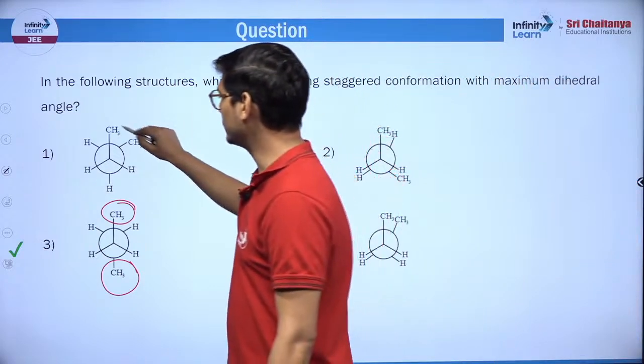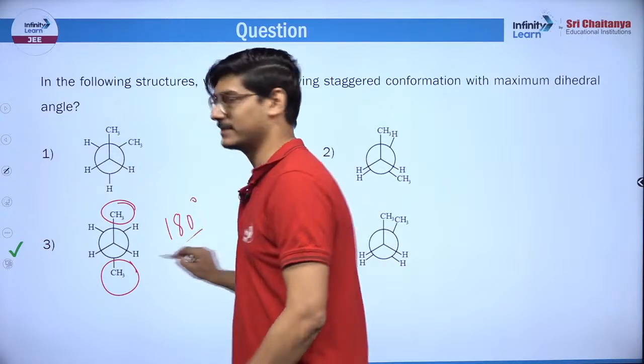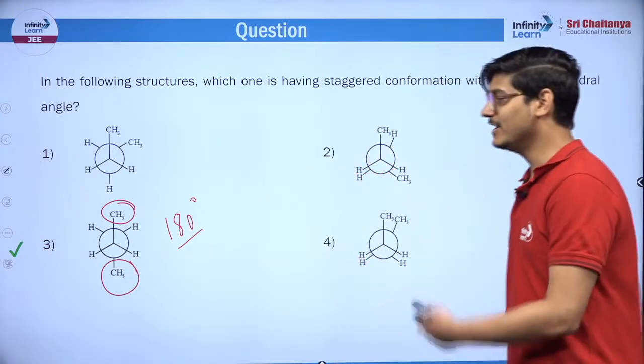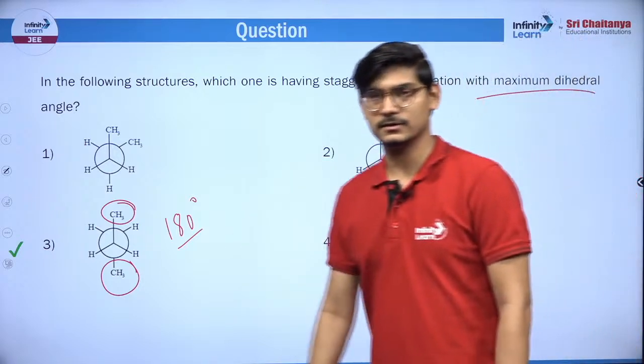So in this case, the dihedral angle between two methyl groups is 60. Here it is 180 degrees. Of course, the maximum angle that can be here is 180 degrees. So that is the correct answer. The maximum dihedral angle is possible in the third conformer.